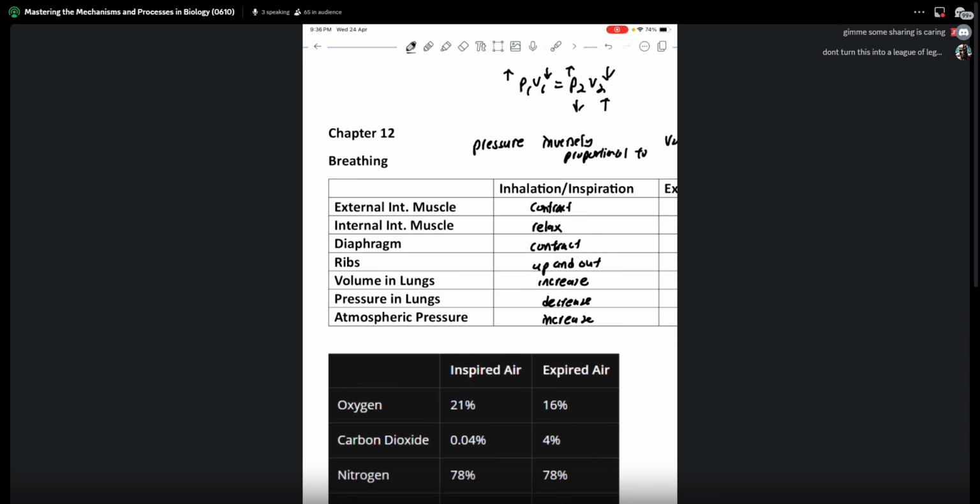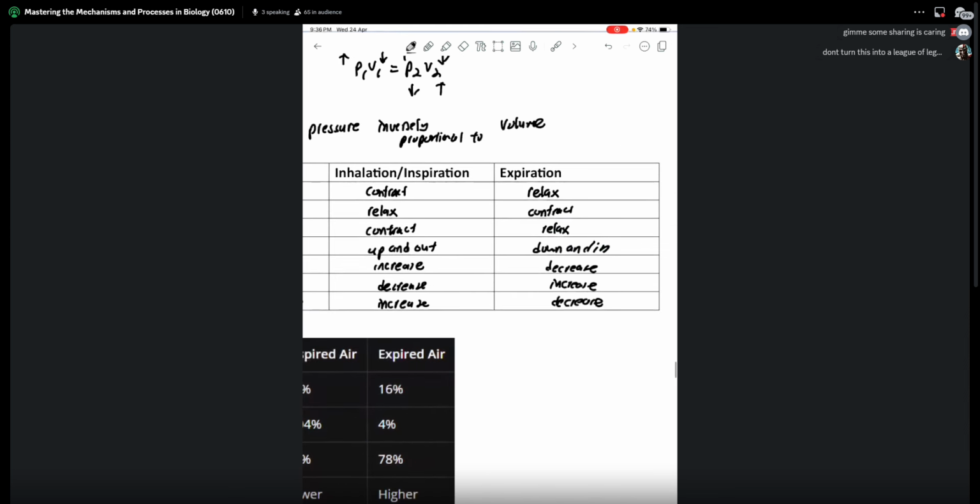So the pressure in the lung must be low. But if it's expiration, the pressure in the lung increases. Why? Because there is so much carbon dioxide in our lungs now. It has to excrete out. So the pressure inside the lungs is very, very high.